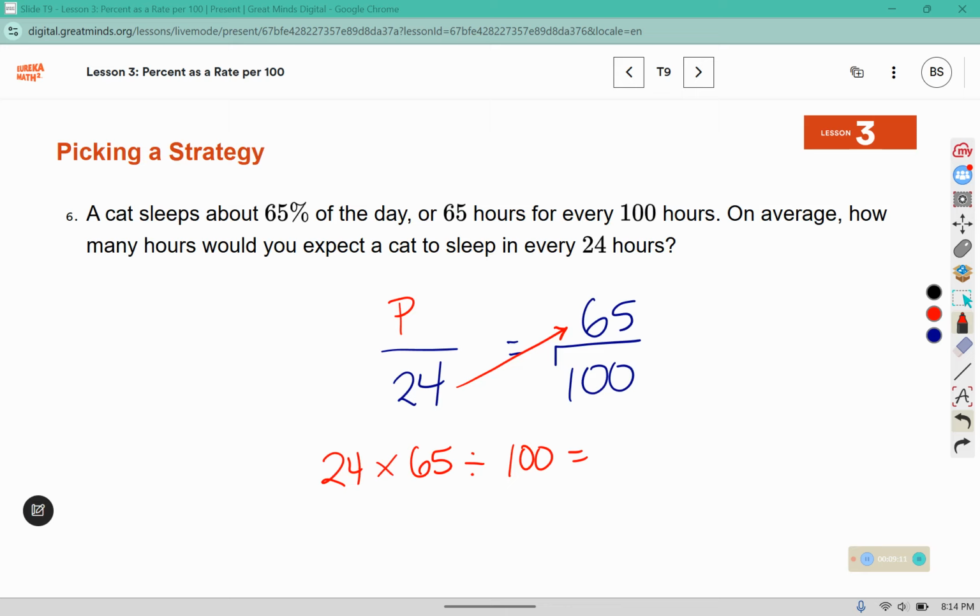24 times 65 is 1,560. Divide that by 100 and we get 15.6. We can have a partial amount of hours, so this is about 15.6 hours.